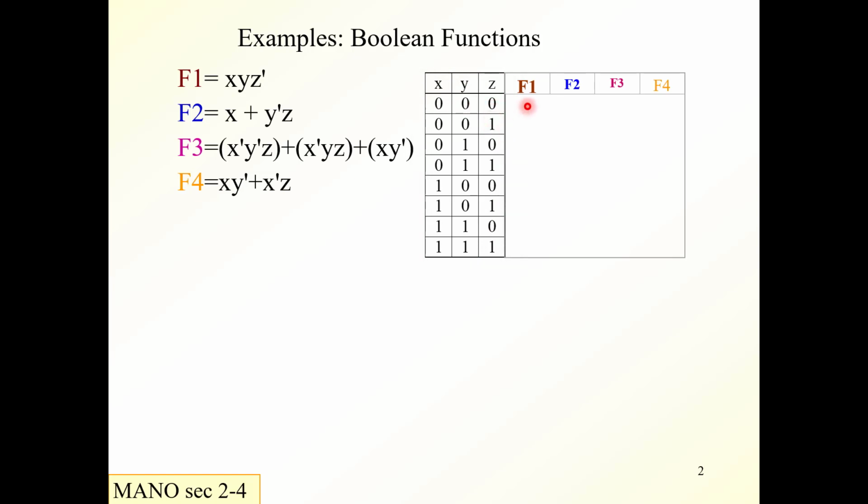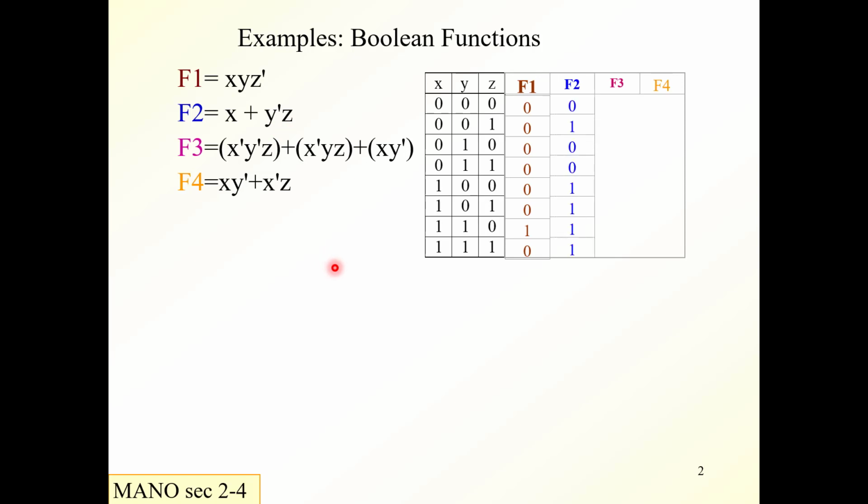Now f1 is represented as this. See, f1 is equal to 1 only if x is equal to 1, y equal to 1, and z is equal to 0. It is in this case here: x 1, y 1, z 0. This is f1. All the other values of f1 are zeros. Now, can you find f2? f2 is equal to 1 if x is 1. All these cases, f2 is equal to 1. And also if y is equal to 0 and z is equal to 1.